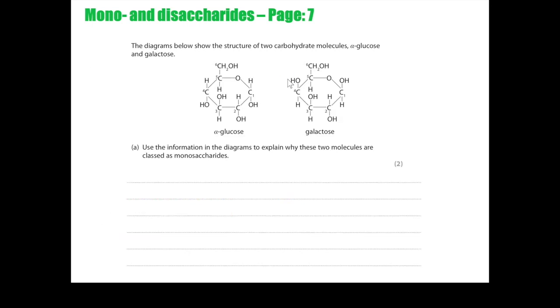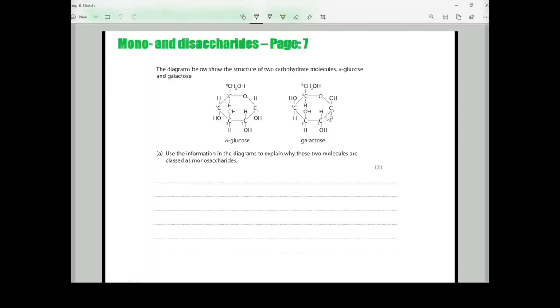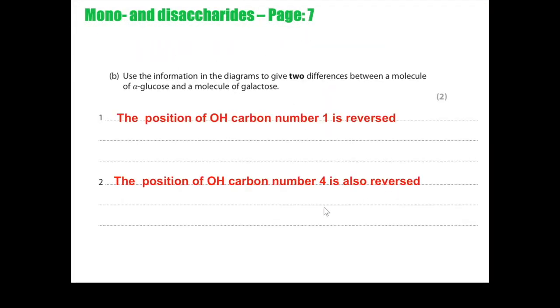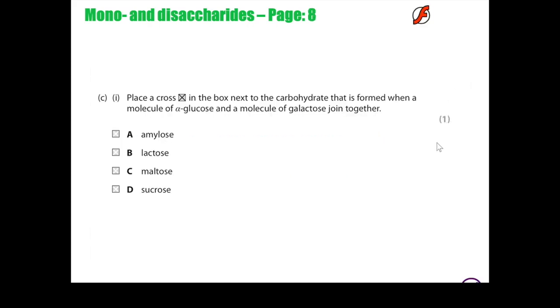Then they said, use the information to find 2 differences between those 2 molecules. So what are the 2 differences we see here? One clear difference is the position of this OH, right? On carbon 1, the OH is flipped. Another difference I see is on carbon number 4, where again the OH is flipped. So you just need to tell them what the differences are in these 2 molecules, and you score those 2 marks of the question.